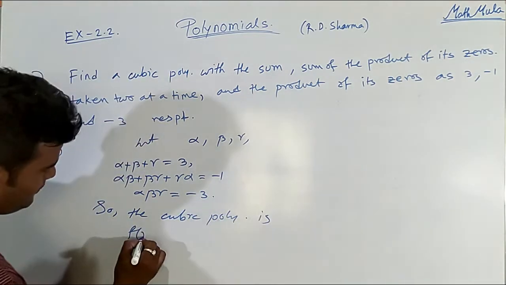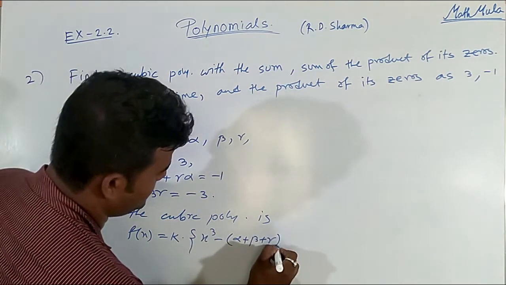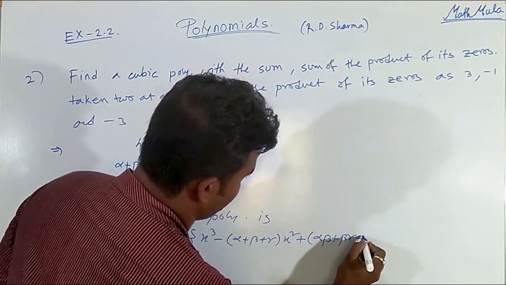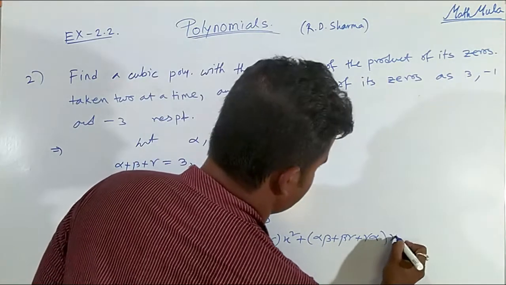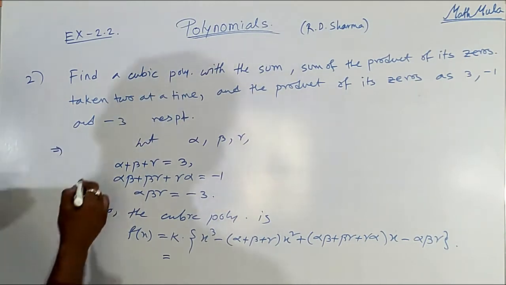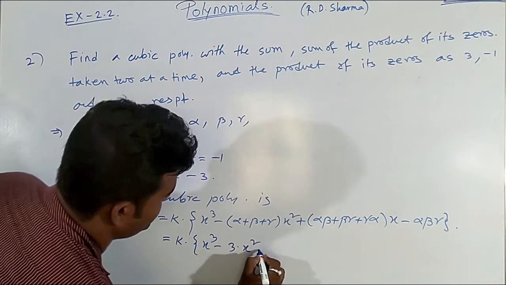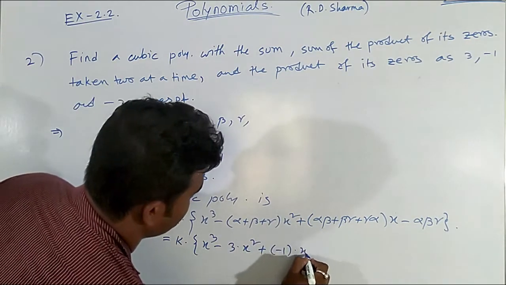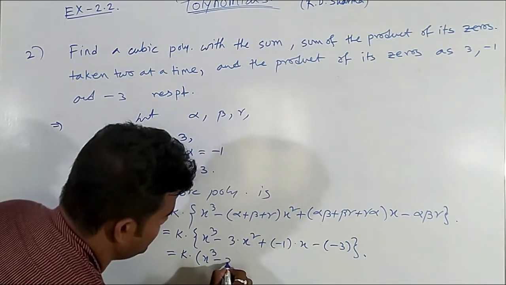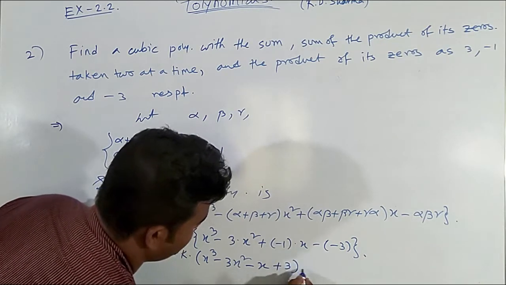polynomial is f of x equals k of x cube minus (alpha plus beta plus gamma) into x square plus (alpha beta plus beta gamma plus gamma alpha) into x minus alpha beta gamma. That's it. Now we put the values of these relations, that is k of x cube minus 3 into x square plus minus 1 into x minus of minus 3. Now this is equal to, we can write k of x cube minus 3x square, then minus x and plus 3. That's it.